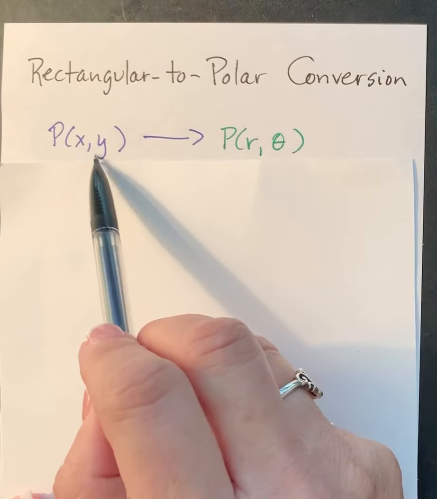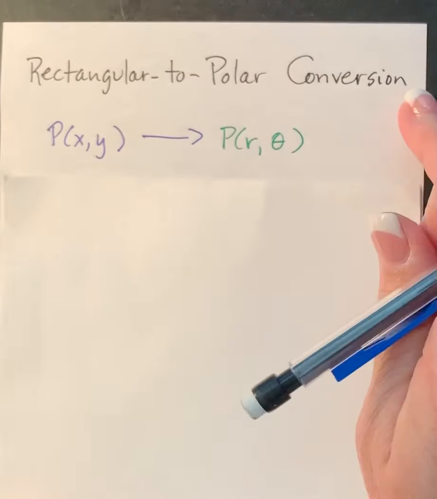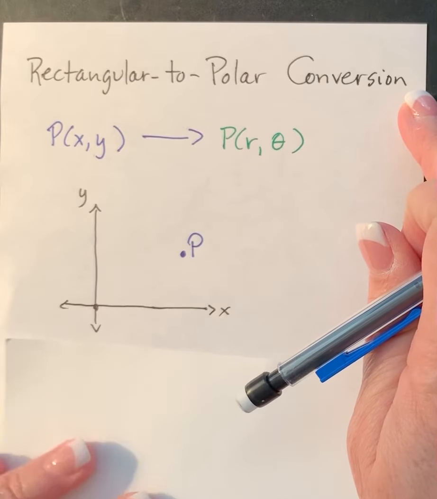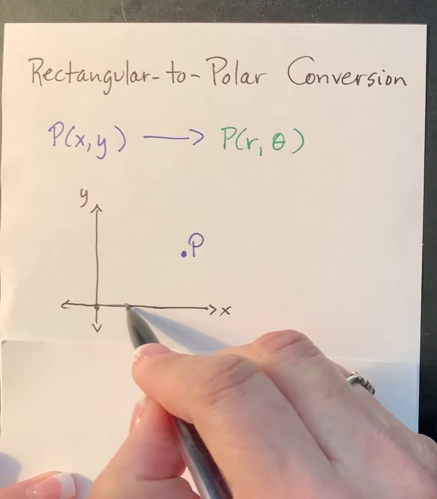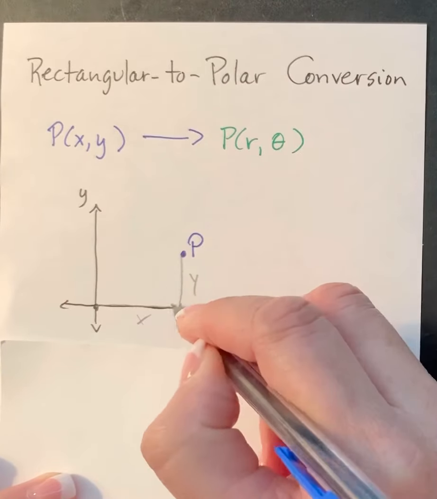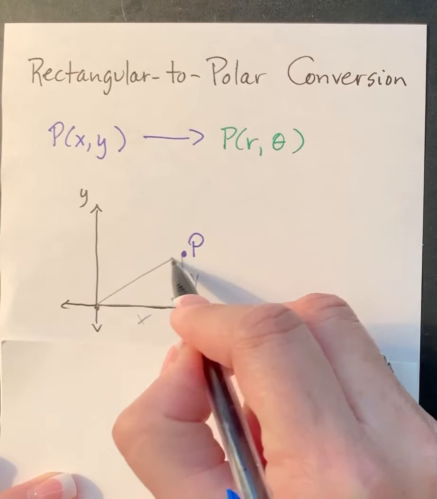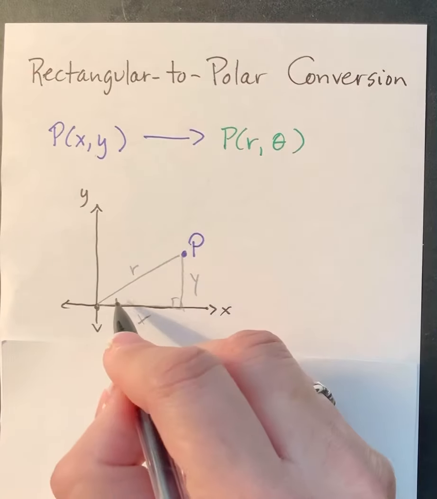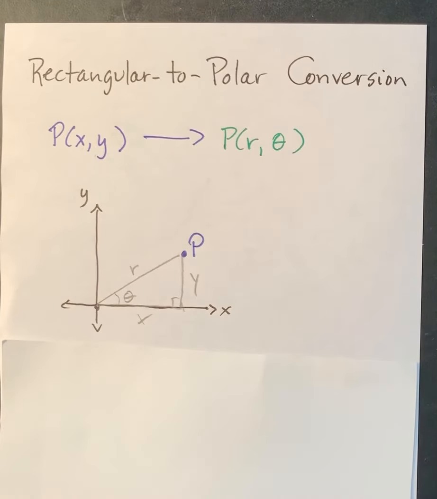So you have x and y, and you're trying to figure out r and theta. All right, it's going to be a very similar scenario to what we were just looking at. So we know this distance here would be x, and this would be y. They form a right triangle. The hypotenuse is r. This angle is theta.